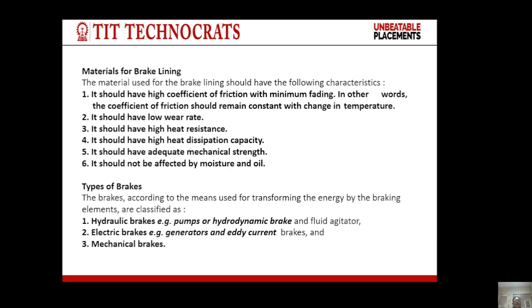Material for the brake lining. The material used for brake lining should have the following characteristics. It should have a high coefficient of friction with minimum fading. In other words, the coefficient of friction should remain constant with change in temperature. It should have a low wear rate. It should have high heat resistance. It should have high heat dissipation capacity. It should have adequate mechanical strength. It should not be affected by moisture and oil.